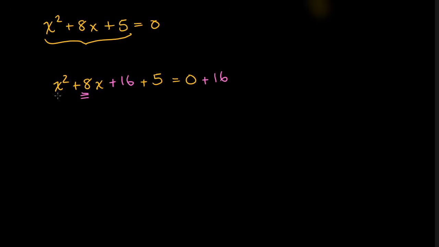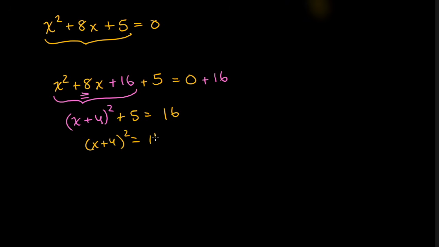And the reason why I did that is now what I have on the left in this bubblegum color, which I like, I haven't historically used bubblegum, is we can rewrite this as x plus 4 squared. This is what completing the square is all about. And then plus 5 is equal to, we get this 16 here. Now we could subtract 5 from both sides, and I'll switch back to one color. So we get x plus 4 squared. If we subtract 5 from both sides, we get 11.